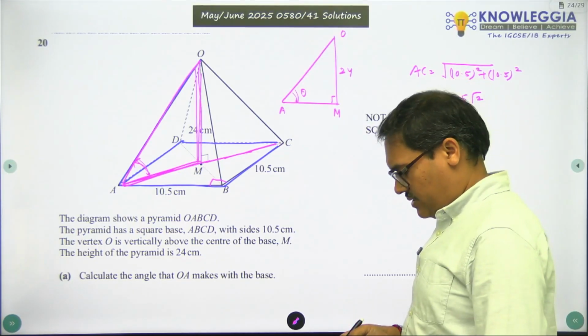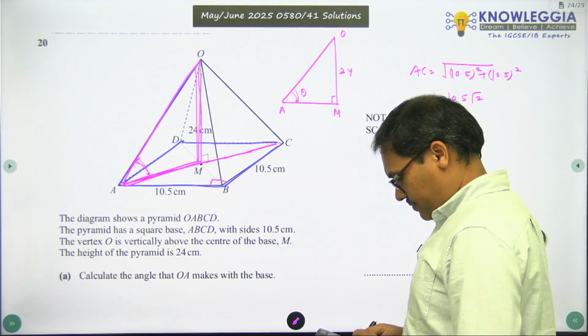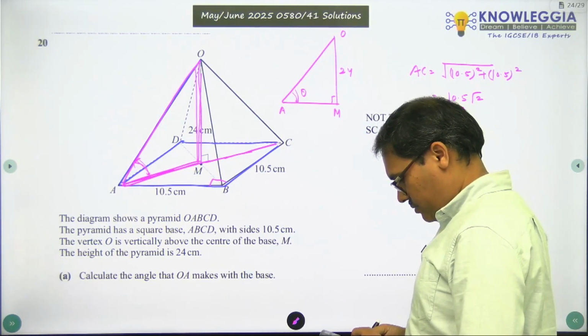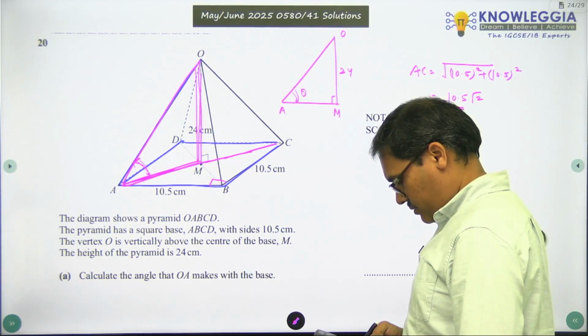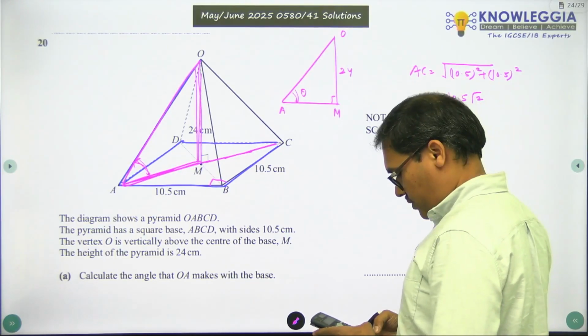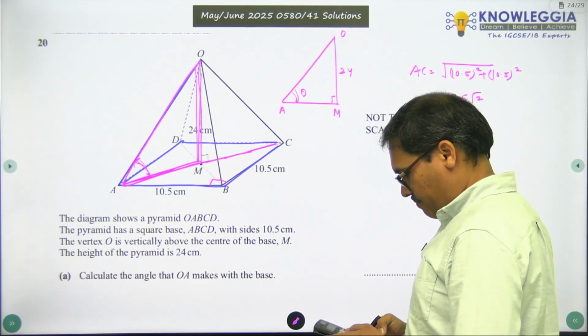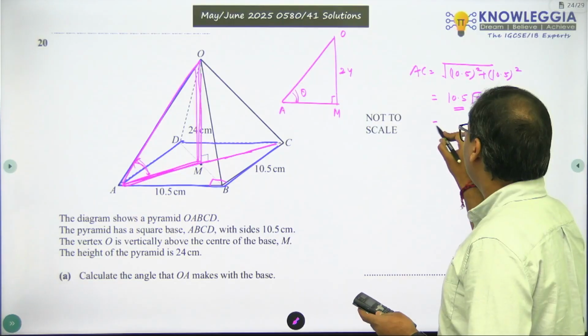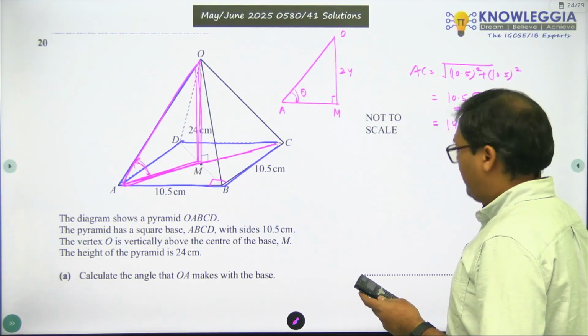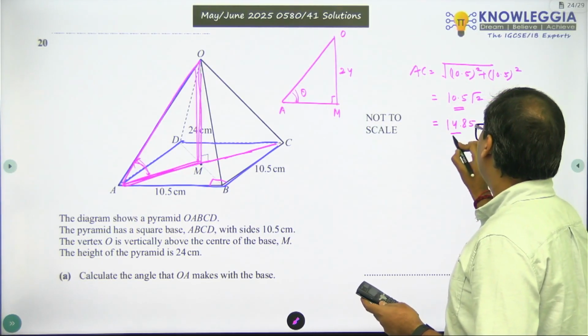You can calculate this. Basically, this is root 2 multiplied with 10.5, which is 14.85 centimeters.